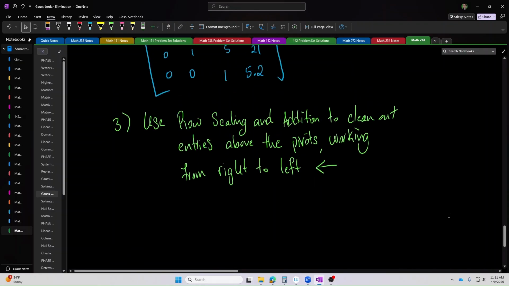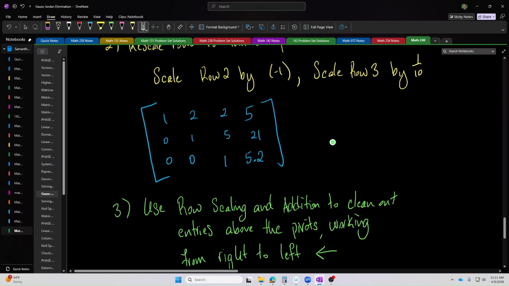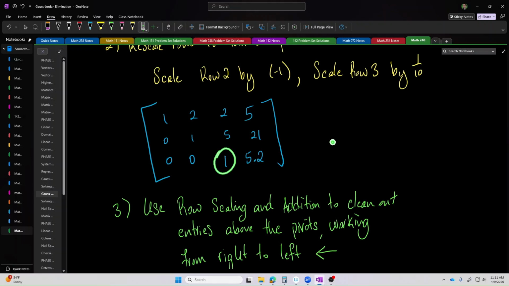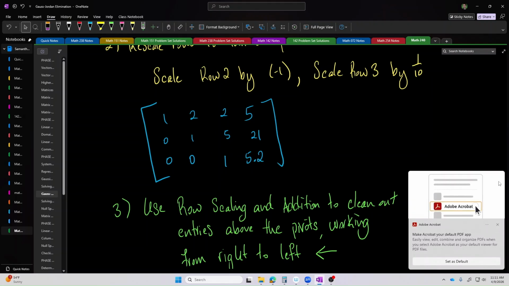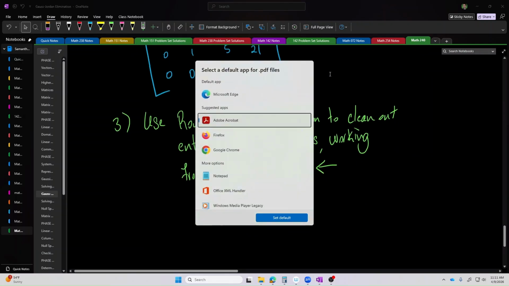Okay, it's now the next day that I'm returning to this problem. So where was I? I want to use row scaling and row addition to eliminate this 5 above the pivot of 1 in the third column. So to eliminate this 5, I'm going to scale row 3 by a factor of negative 5, so that I get minus 5 here to eliminate the positive 5 directly above it.